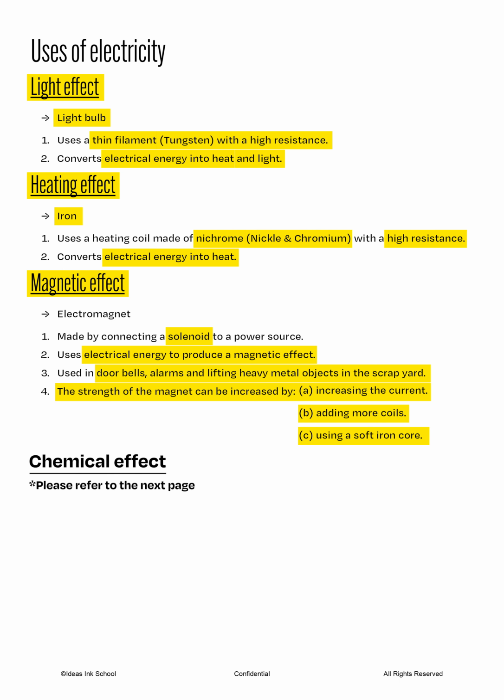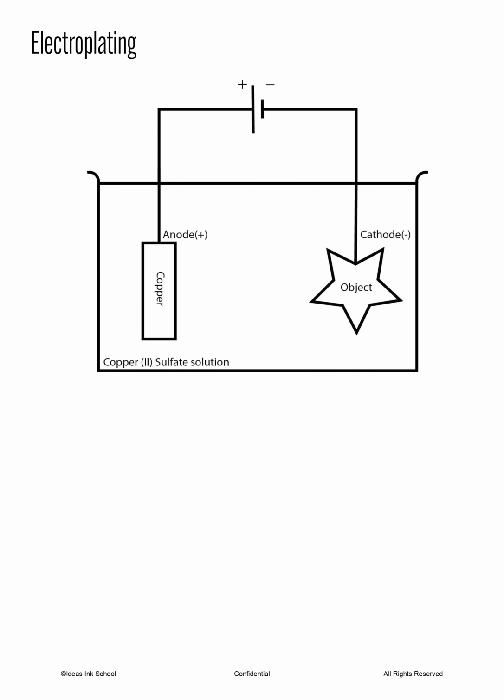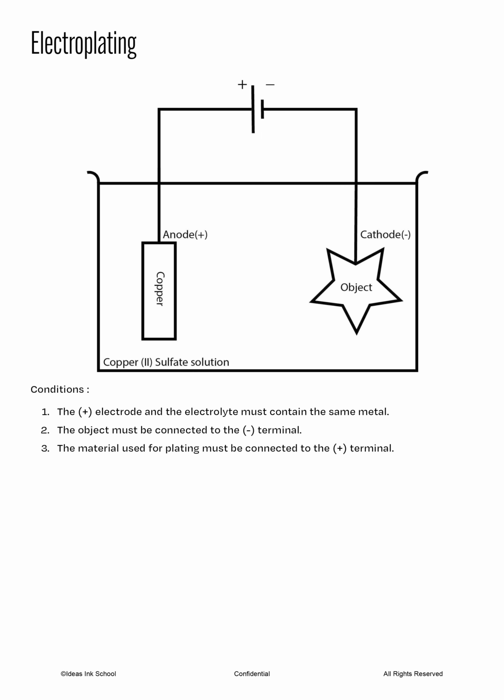Lastly, we will discuss the chemical effect of electricity. Please pause the audio and refer to the electroplating diagram drawn in the notes. While doing electroplating, 3 conditions need to be satisfied. Number 1. The object that is to be plated must be connected to the negative terminal of the battery.